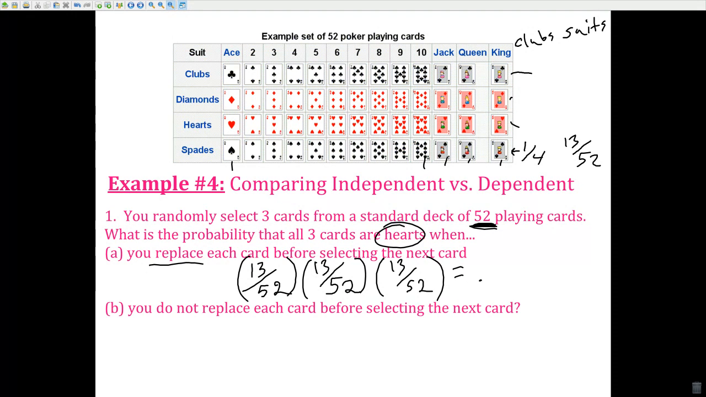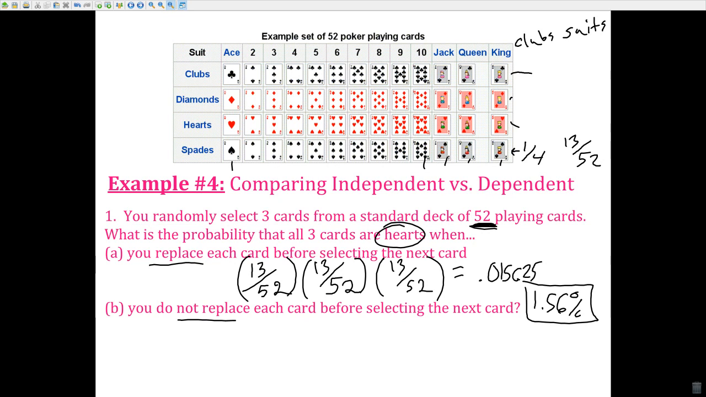Multiply that up. 0.015625. So just say it's 1.56%. So pretty small, right? It's a pretty small chance, but there's a chance you get three hearts in a row when you put it back. But when you do not put it back is when you find different results.